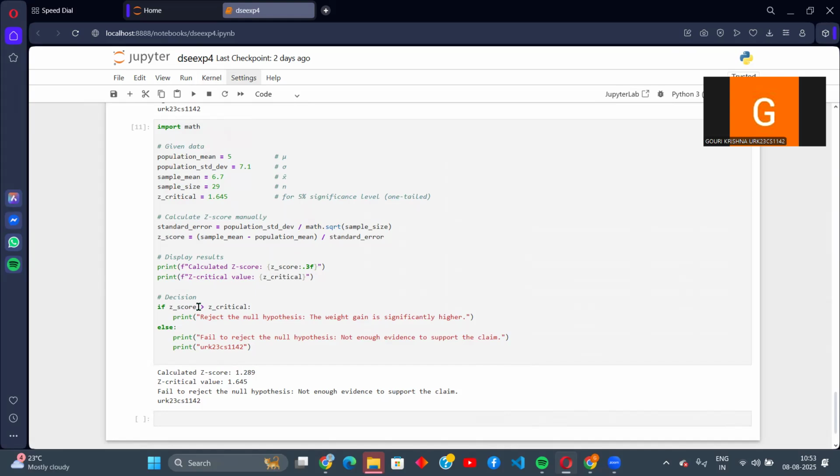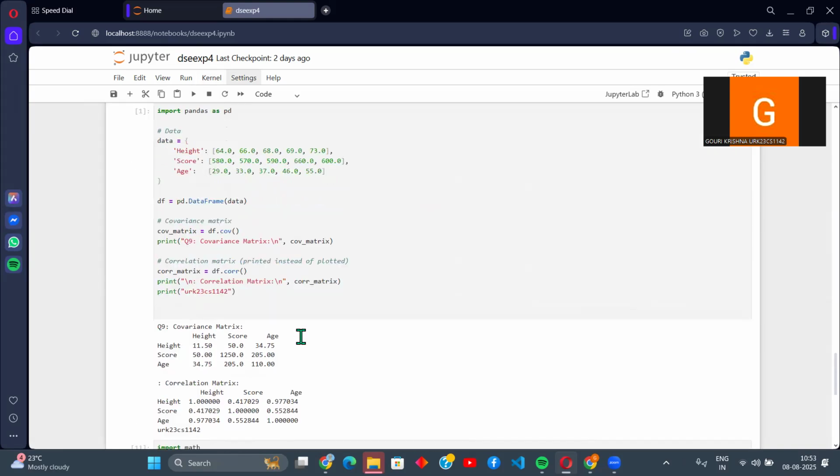It decides whether to reject or fail to reject the null hypothesis. Here, this is the output. The calculated Z score is 1.289, the Z critical value is 1.645, and we failed to reject the null hypothesis. It is showing that there is not enough evidence to support the claim. So this is the 10 questions.